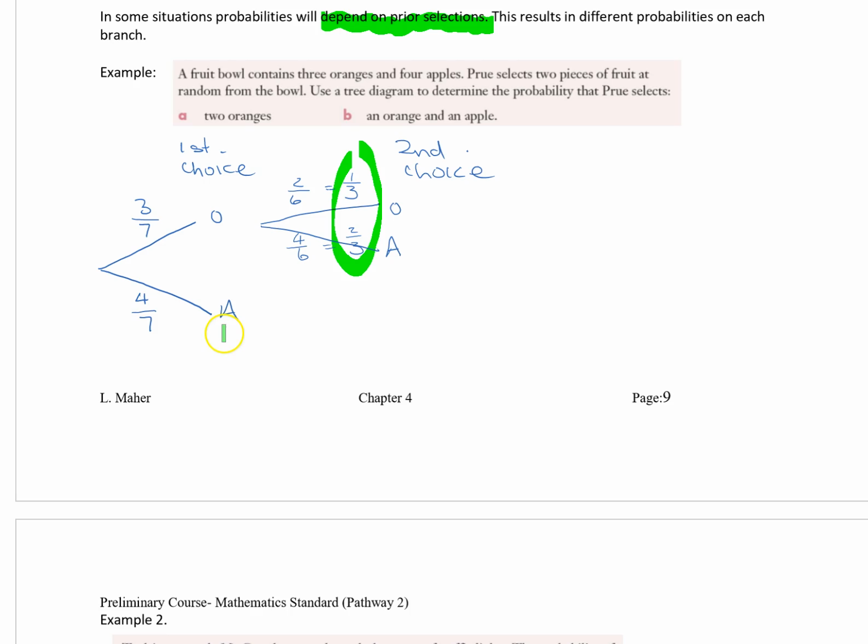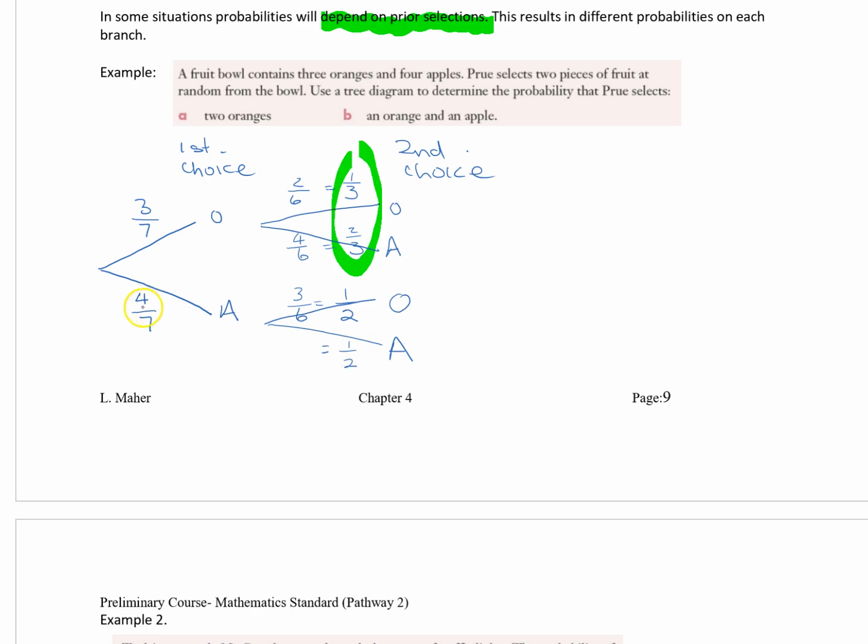If the first piece of fruit was an apple, then our second piece of fruit could be still an orange or an apple. There are sufficient. And the probability of choosing an orange, there are still all the oranges there, which is 3. There are only 6 pieces of fruit now because there was an apple taken. So that's a half. Now we know that because these have to add to give 1, then the probability of an apple should also be a half.